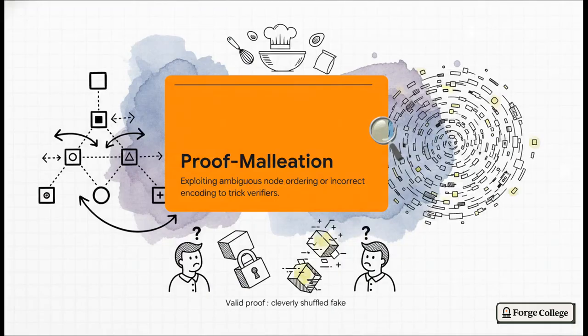Let's break a couple of these down a bit more, starting with proof malleation. This happens when forgers exploit ambiguous node ordering. Imagine a recipe that gives you all the ingredients but doesn't actually tell you the order to mix them in.